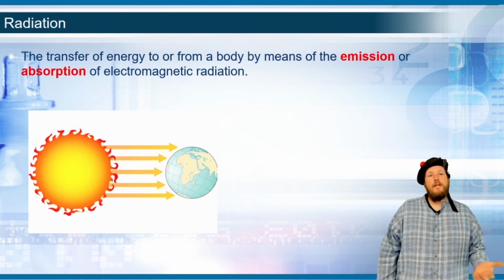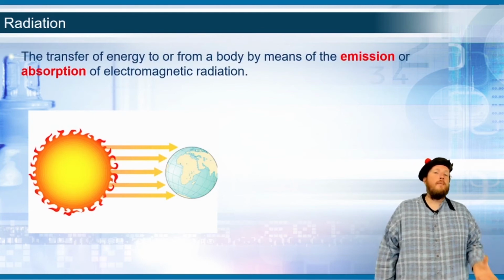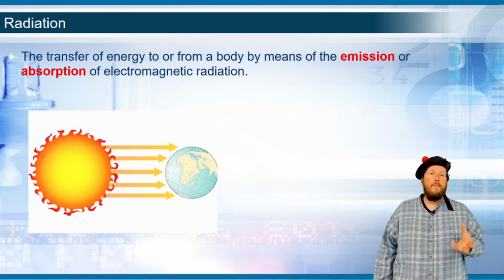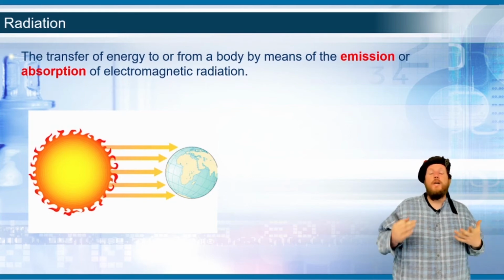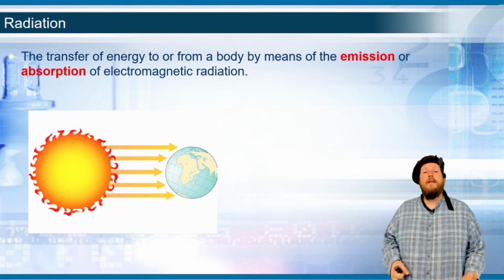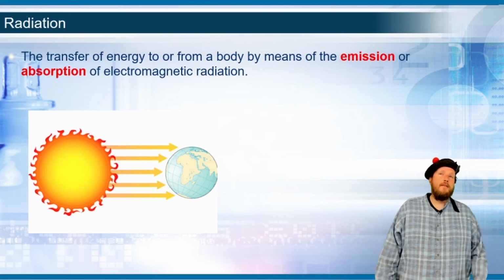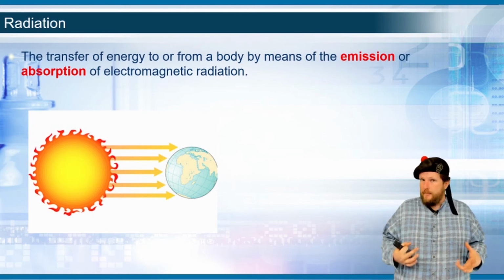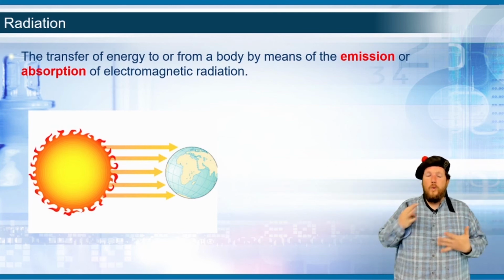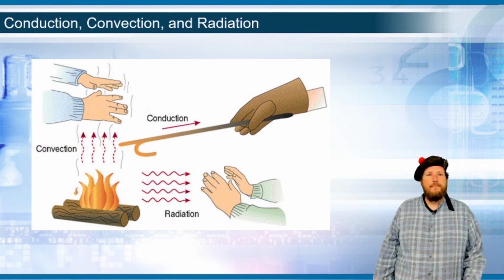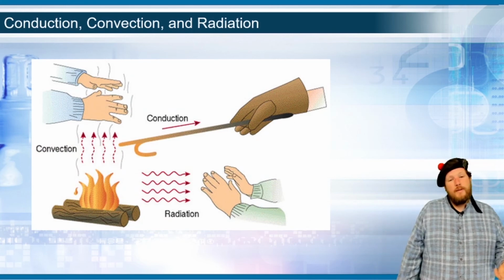So radiation is the transfer of energy to or from a body by means of the emission or absorption of electromagnetic radiation. So this is why the Earth gets warmed by the sun. This is why you get warmed by the sun. This is why I go extra crispy in the sun. This is why these lights around me are warming me. It is through radiation. So you can get all of them happening at once.